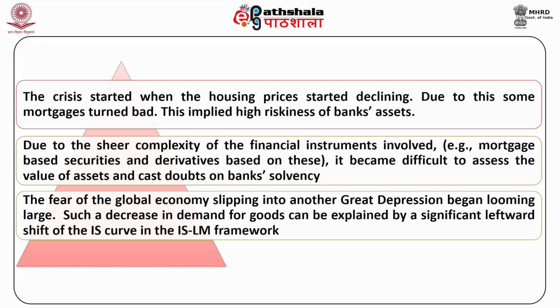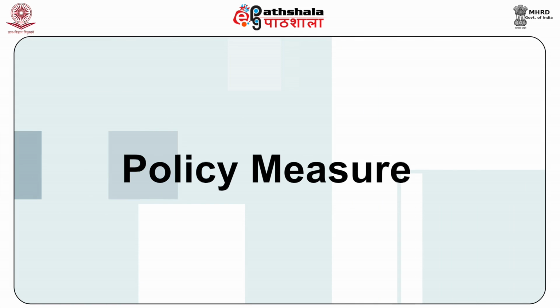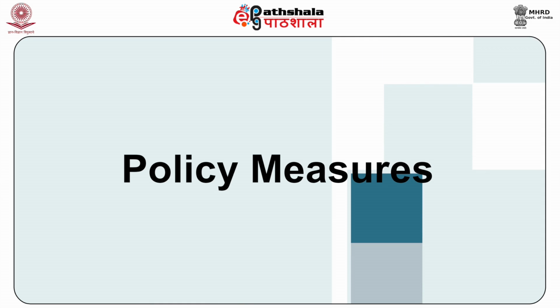Such a decrease in demand for goods can be explained by a significant leftward shift of the IS curve in the IS-LM framework. In response to these adverse conditions, policy makers took several measures. They are discussed in the next section. So we start with the policy measures taken by the policy makers.